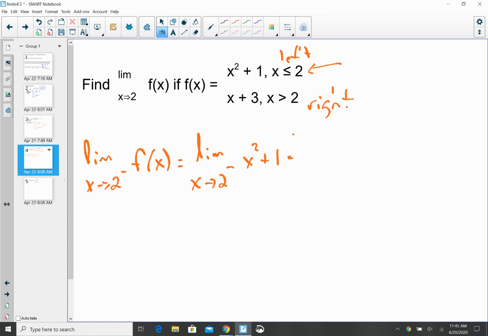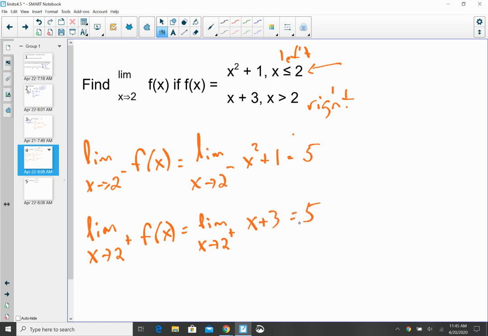Now, if you recall, what we are going to do is then just plug in. The first thing you try to do with any limit, try to plug in and see what happens. Plug the 2 in, and you're going to get 2 squared plus 1, and that should equal 5. Now, we hope when we plug in on the other side that we get the same value. So the limit as x approaches 2 from the right of the function, and from the right, we'll be following the x plus 3 rule. So the limit as x approaches 2 from the right of x plus 3. And lo and behold, it's 5.